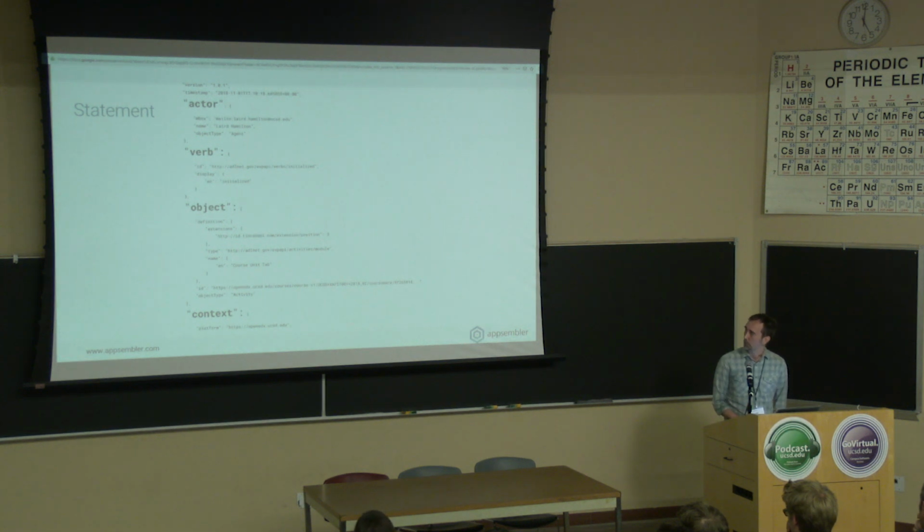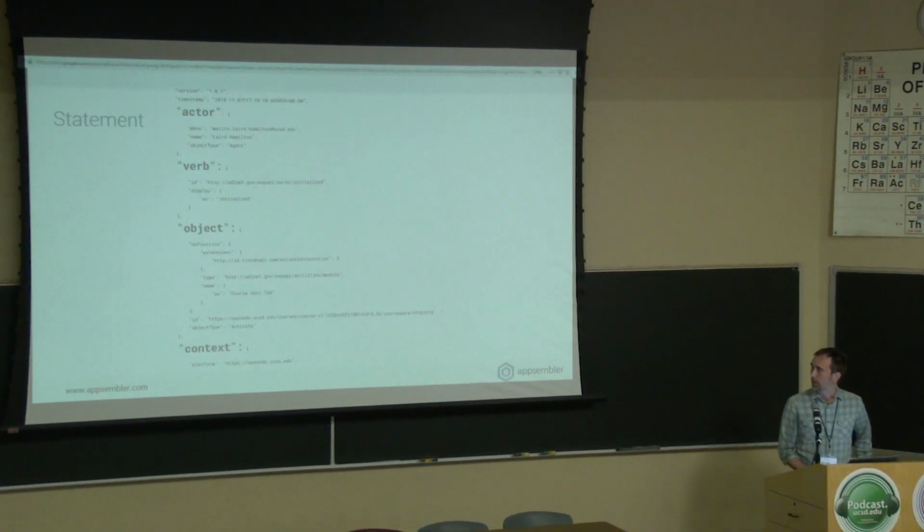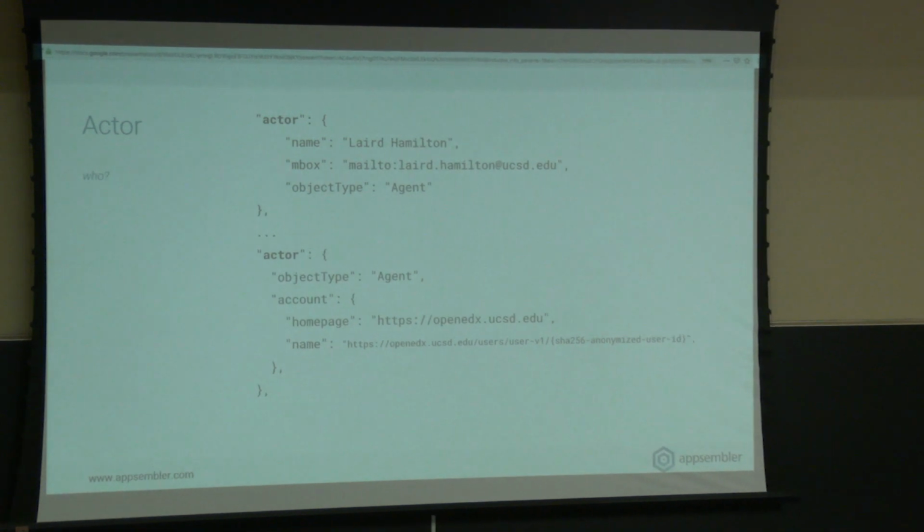So I won't spend too long on this code view, but again: actor, verb, object, context. Here you see an actor who's identified by a mailbox, a verb, this long string, adlnet.gov/expapi/verbs/initialized, and an object called course unit tab. It's described by a type that has a unique URL ID, and some extensions. And there's a context, where you see a little bit of the platform, a fake openedx.ucsd.edu. Looking a little more closely at those.